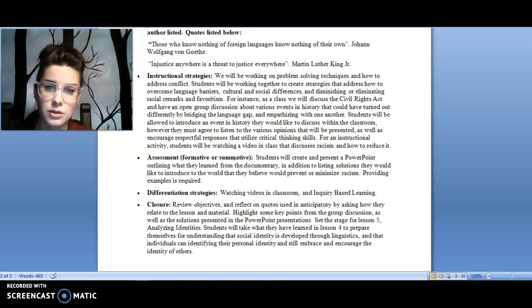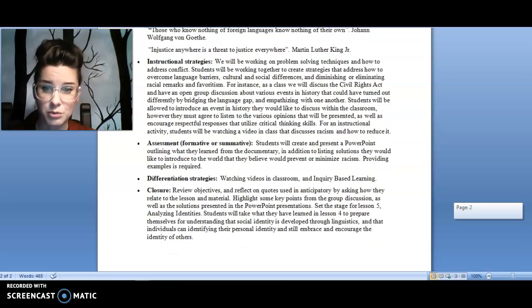The differentiation strategies that we're going to be using in this classroom will be watching videos in the classroom together as a group, and then inquiry-based learning, which is what we did in the instructional strategies, where students will bring together discussions that they'd like to go over in history where they feel that either racism got in the way or language barriers got in the way with communicating in mixed cultures. And then at the end, we're going to go over how to close the lesson plan.